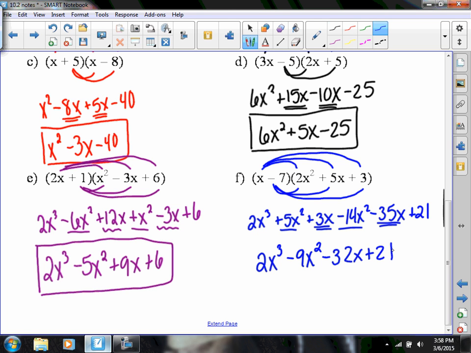Whoops, wasn't that supposed to be -21? Hold on, let's fix that. Okay, I got rid of part of my x there. -21, because -7 times 3 is -21. There we go. Now we have all our terms combined, and all the signs are right as well.